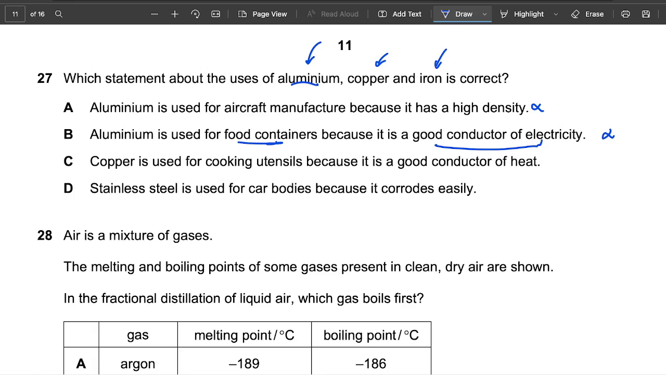The next one says copper is used for cooking utensils because it's a good conductor of heat. Yeah, that should be the answer. We need it to be a good conductor of heat. That's why we use it for cooking utensils. Stainless steel is used for car bodies because it corrodes easily. No. Actually, it's bad if it corrodes easily, so that's wrong.